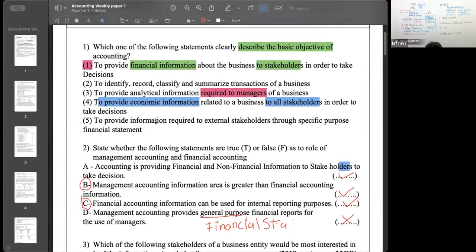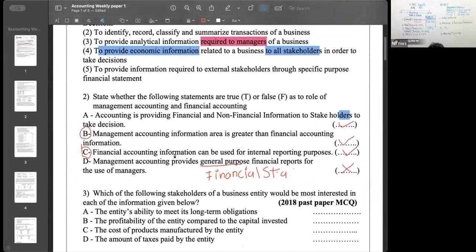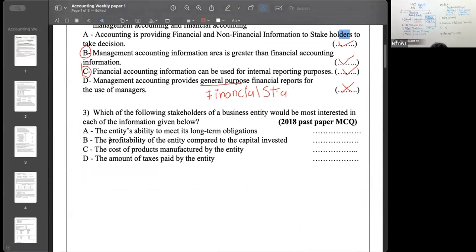I hope you got it. Let me know if you have any issues. You've got my number in the group. Just stick to it. And then we've got the third question. I'm not going to waste any time. Which of the following stakeholders of a business entity would be most interested in each of the following statements given below? The entity's ability to meet its long-term obligation. We are talking about long-term obligations. Who are we talking about? We are talking about lenders. You can also say banks, fine. Lenders, banking, financial institution, all are correct.